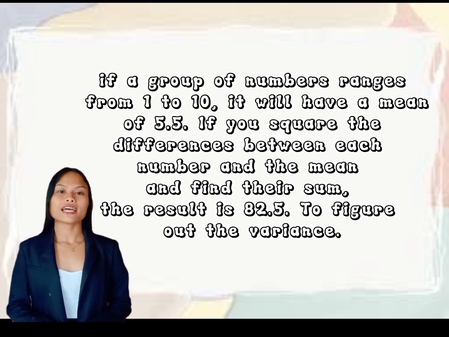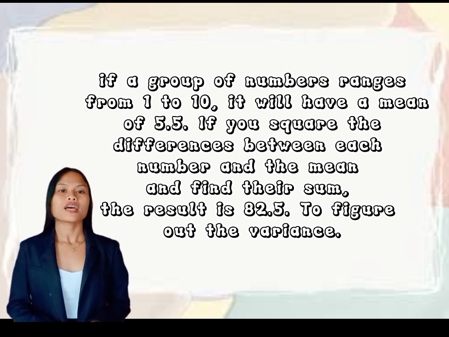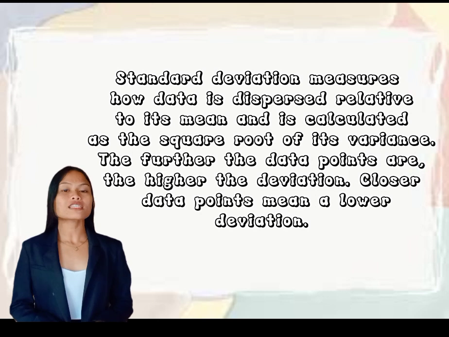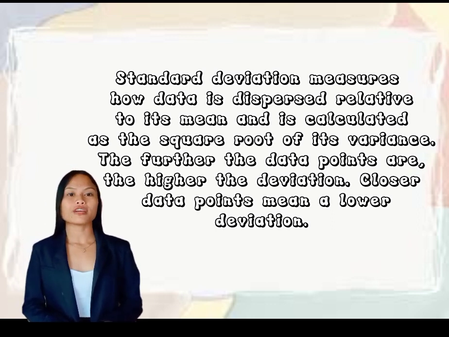For example, variance. If a group of numbers ranges from 1 to 10, it will have a mean of 5.5. If we square the differences between each number and the mean and find their sum, the result is 82.5 to figure out the variance. Standard deviation measures how data is dispersed relative to its mean and is calculated as the square root of its variance. The farther the data points are, the higher the deviation. Closer data points mean a lower deviation.